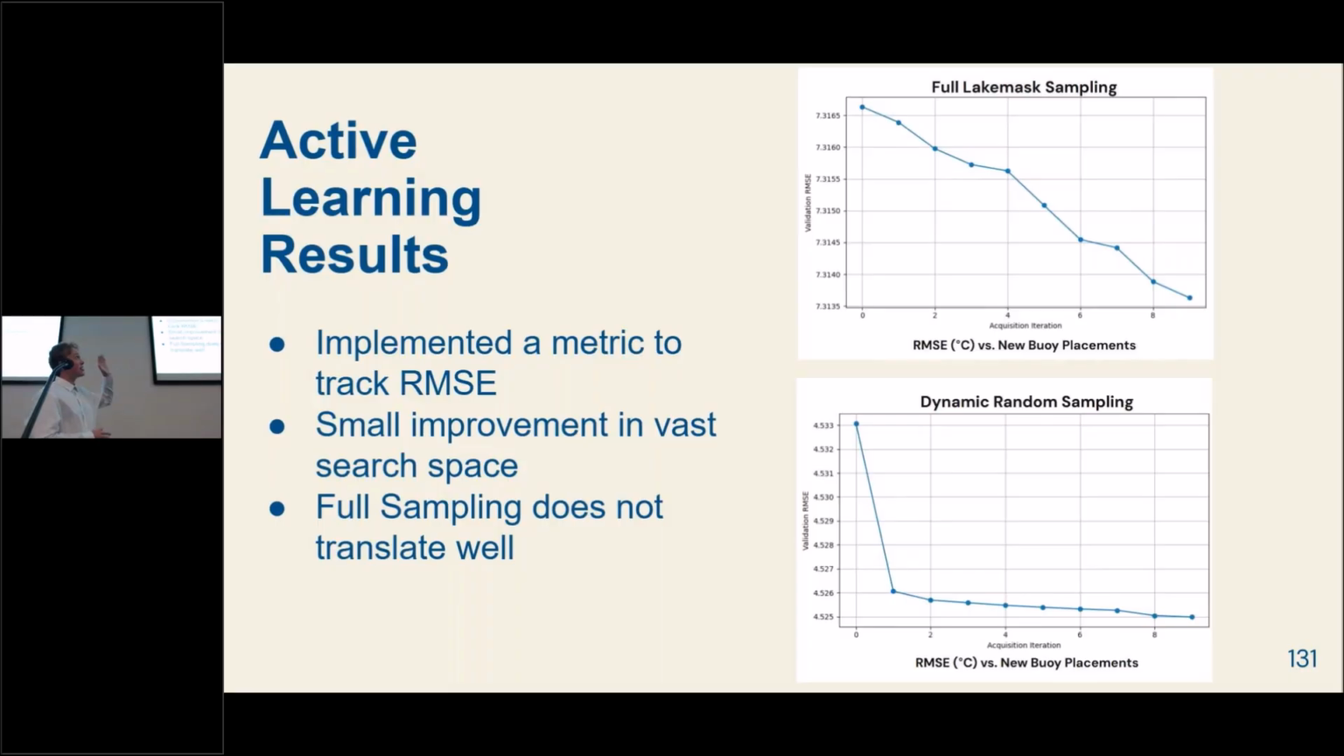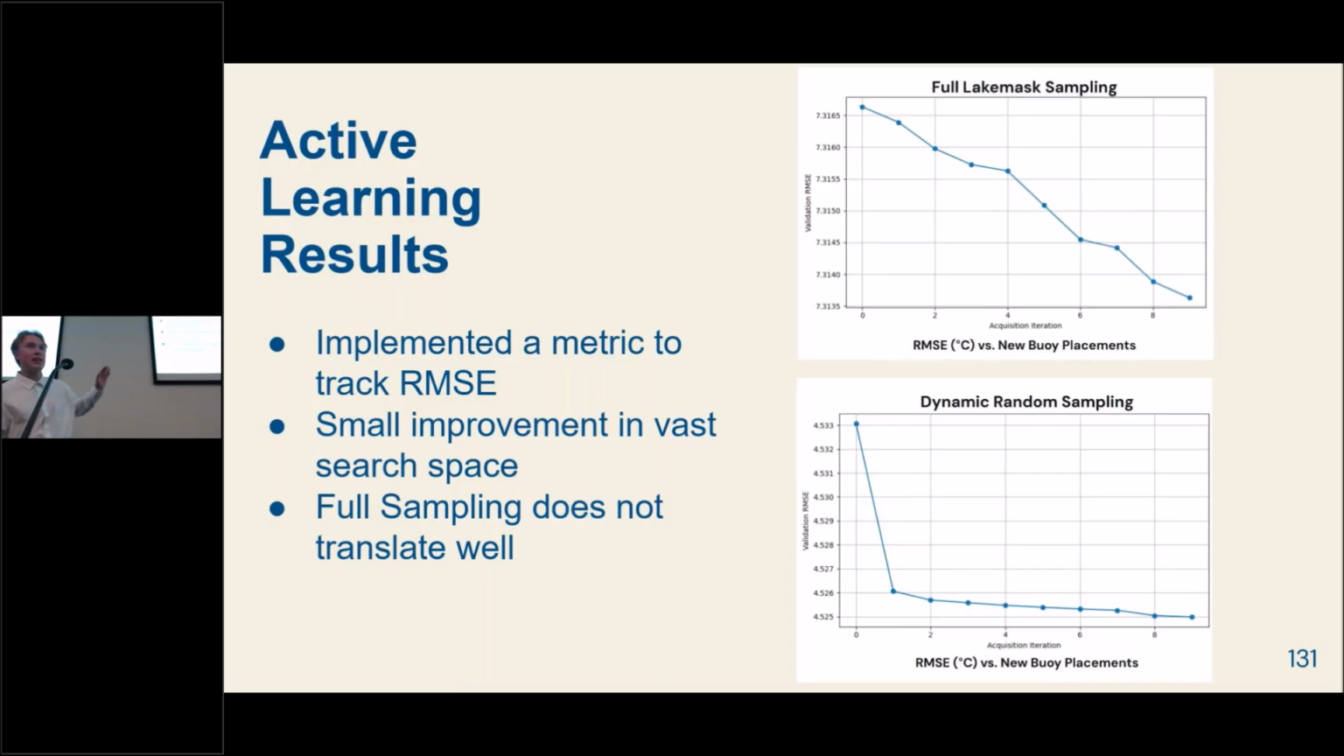And so as you can see at the top, the validation root mean square error is much higher throughout, and it actually changes a little bit less than on the bottom in the dynamic random sampling. And this is because our model essentially is overfit when we sample the entire lake mask. And so when we switch down to our 300 buoys or so in active learning, it has no idea how to transition. It hasn't had to deal with so much empty space, and so it doesn't know what to do.